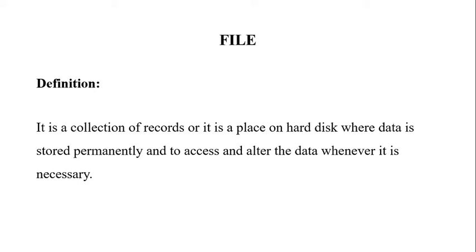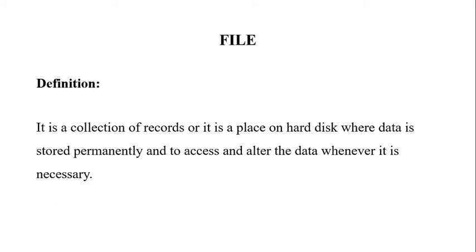A file is nothing but a collection of records, or it is a place on the hard disk where data is stored permanently. So, what is the definition of a file? It is a collection of records or a place on the hard disk where data is stored permanently, and to access and alter the data whenever it is necessary. So, this is the definition of a file.